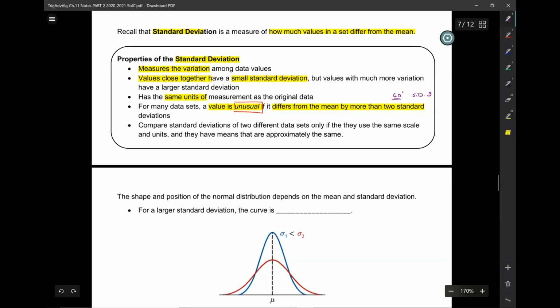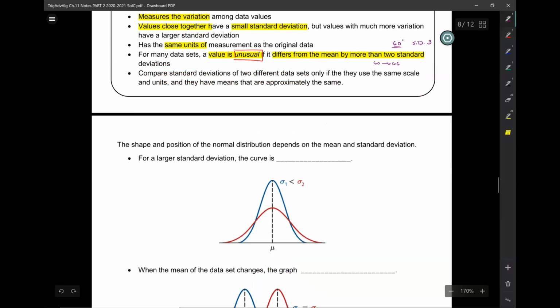Now, from 60 inches, if you go up 1 standard deviation, that's 63. If you go up another standard deviation, that's 66. That's 2 standard deviations. Now, if somebody's height is 67 or higher, because it's 2 standard deviations away from the average, we call that an unusual height. That's all it is. There's nothing wrong with the person, but he's just far from the mean in that group.